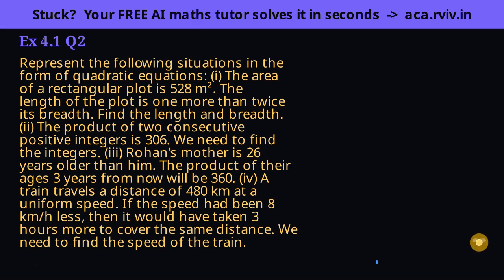Story 3. Ages. Let Rohan's present age be x. His mother is 26 years older, so she is x plus 26. 3 years from now means add 3 to each age, x plus 3 and x plus 29, and their product then is 360.